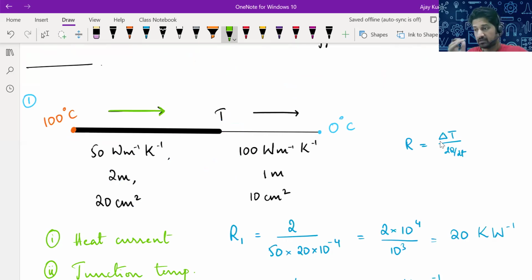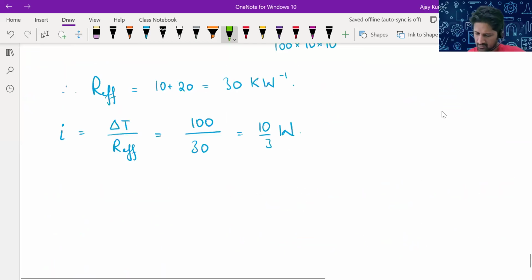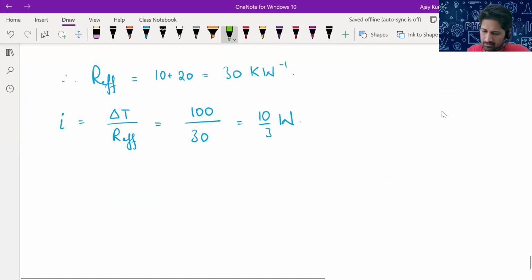Why does direction matter? Because in whichever direction you want to express the heat current, based on that direction, you will have to take the temperature difference, initial temperature minus final temperature. So if I'm writing heat current towards right, then I'll write 100 minus T. Now we got heat current as 10 by 3 watts.